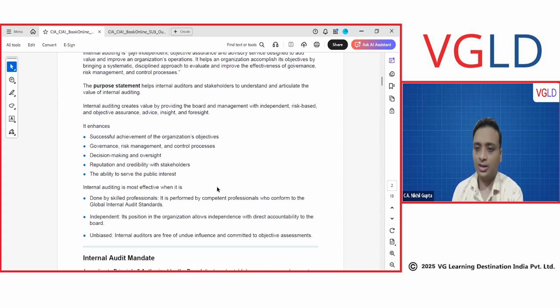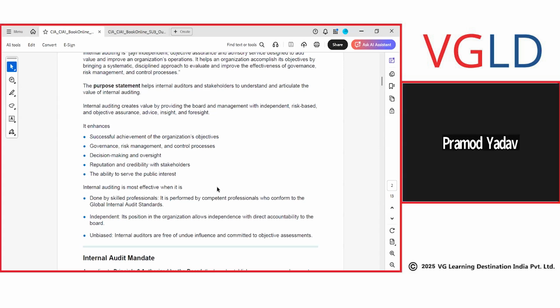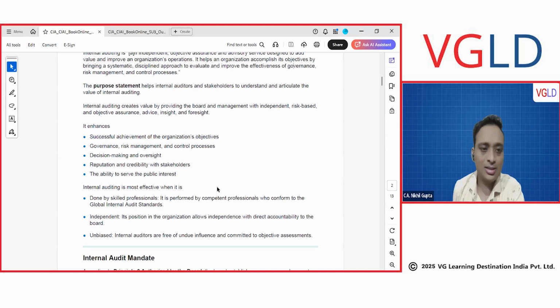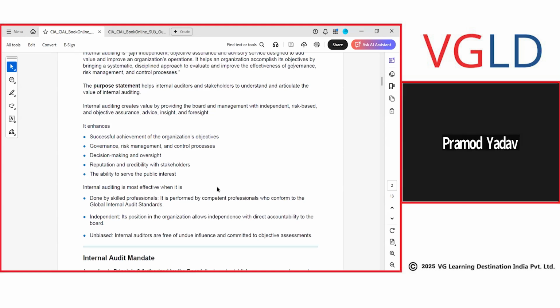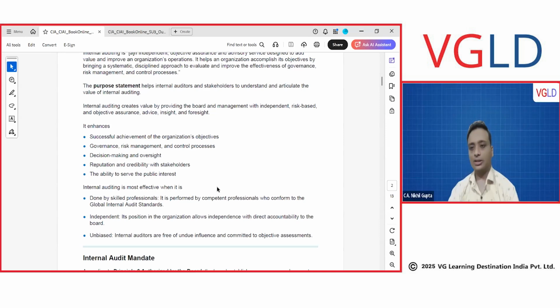Has anybody heard about the Hindenburg report in the last one or two years? Any idea about it? Yes, it was about the Adani Group. Right, the report. What happened during that?